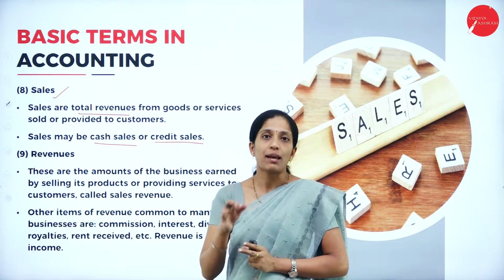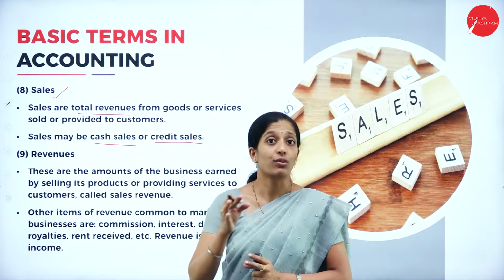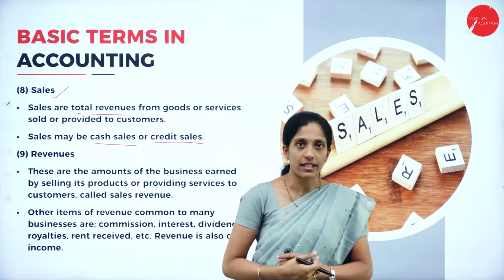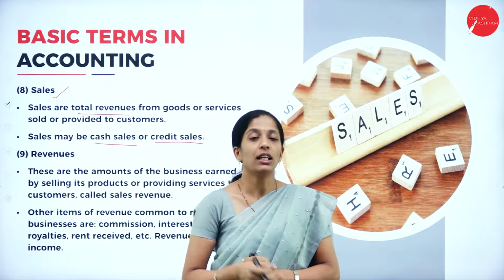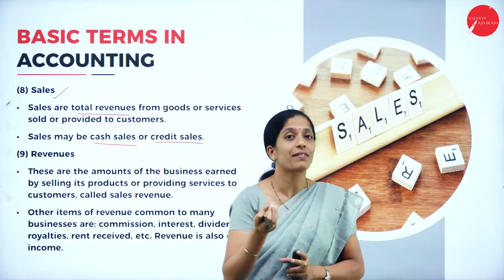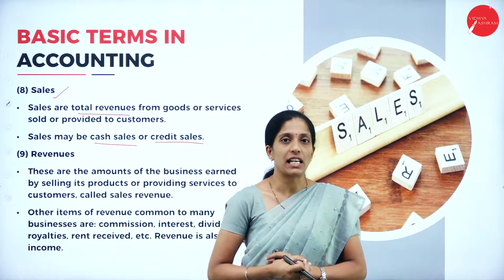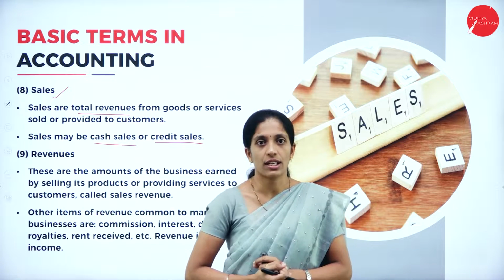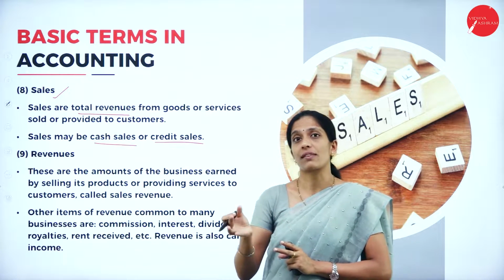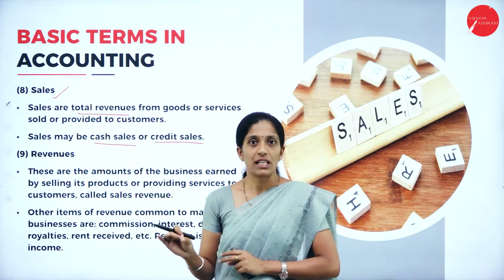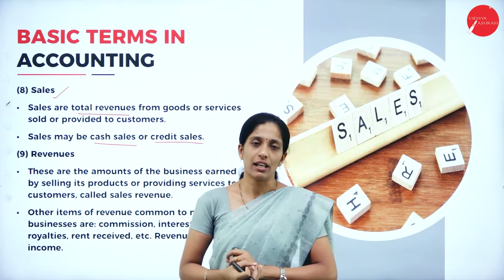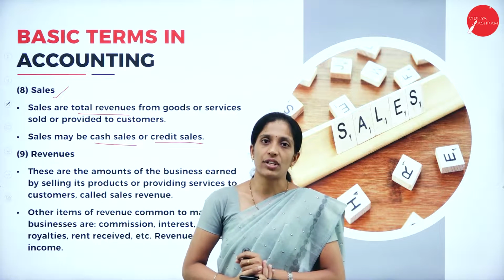Now there are two types of sales. As we all know, there are two types of transaction. One is cash transaction, the other one is credit transaction. Now what do you mean by cash transaction? The transaction where the payment or receiving of the cash is made immediately is known as cash transaction. Whereas credit transactions are the transactions where the payment or receiving of the cash is not made immediately, but in the future they are going to make the payment or receive the amount. So they are known as credit transaction.